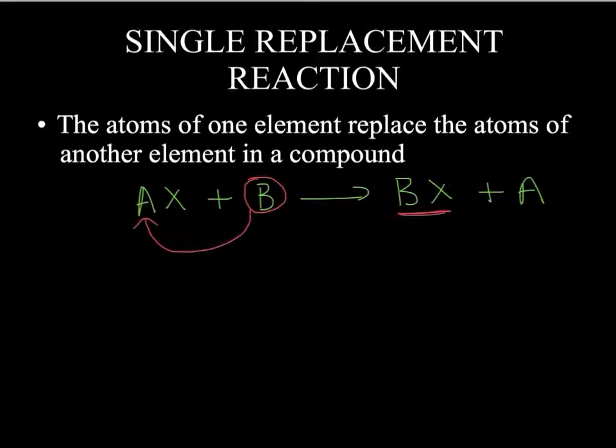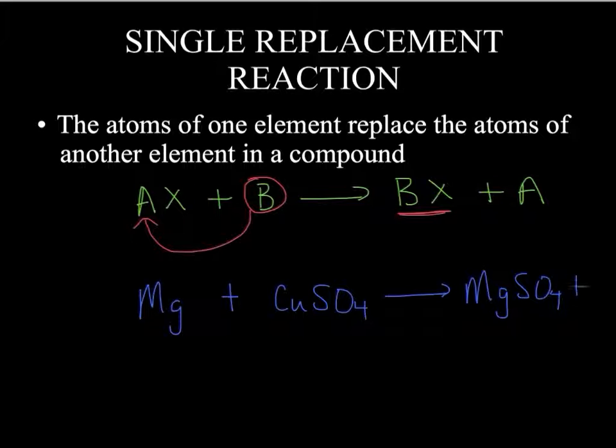An example would be if you had magnesium and copper 2 sulfate reacting, CuSO4, to produce magnesium sulfate plus copper. Here, your magnesium is switching with your copper, and you get magnesium sulfate and copper all alone.